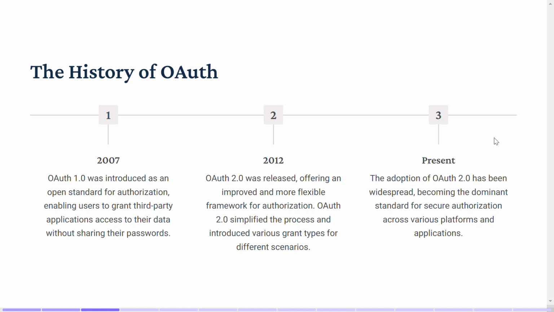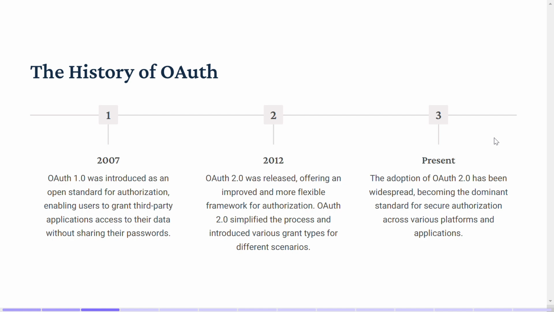Many people think that OAuth security shares our password with third party applications, which is completely wrong. OAuth security does not share our passwords with third party applications. It only shares an access token, which we are going to discuss in a further video.